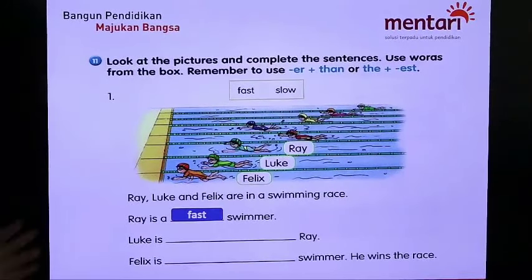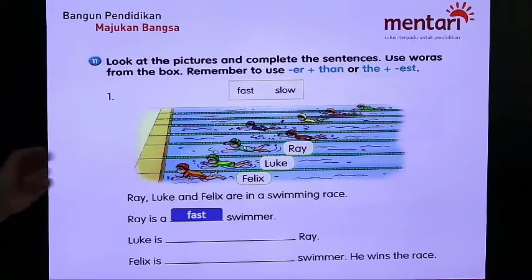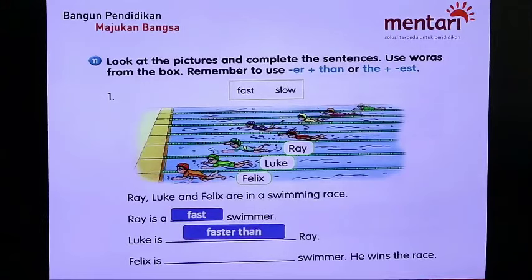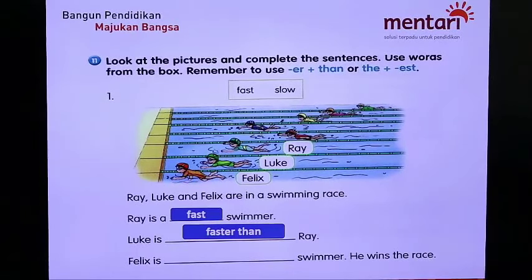But we can take a look again. Look. We can see, where is Luke? Luke is the green one. However, Luke is faster than Ray. Ray is fast already, but Luke is faster than Ray. And I think we can see the winner of the swimming competition. Look at the last person or the last sentence.